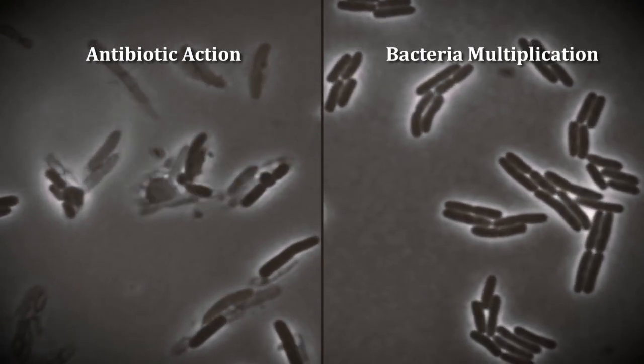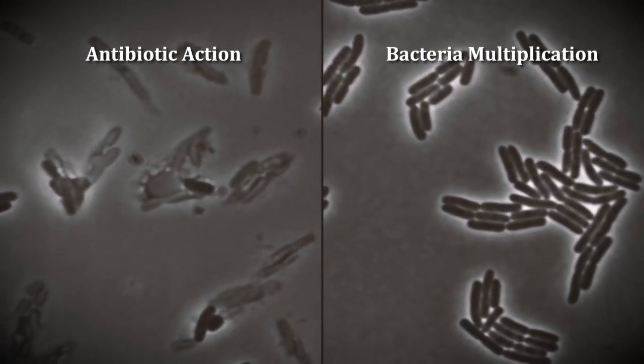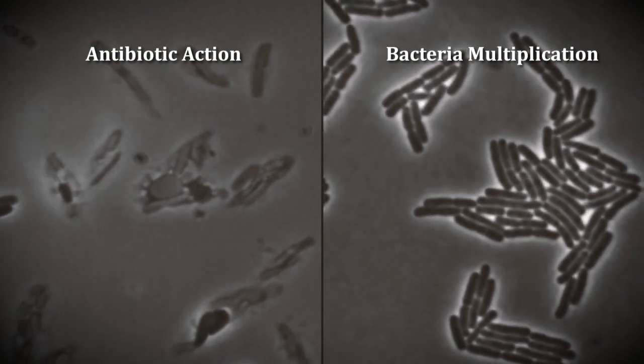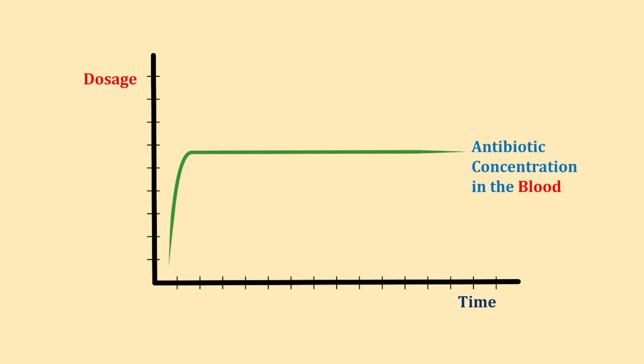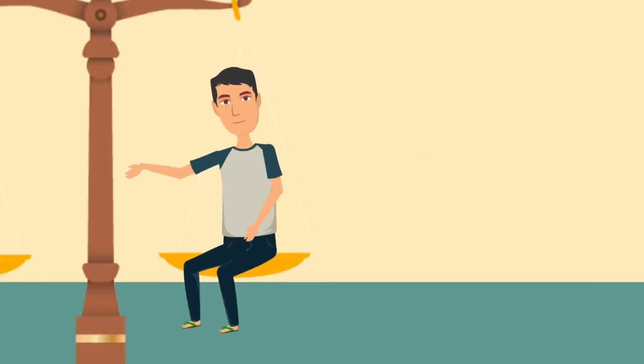Different species of bacteria cause different types of diseases. The dosage of the antibiotic prescribed depends on the type of the disease and the weight and other parameters of the patient.